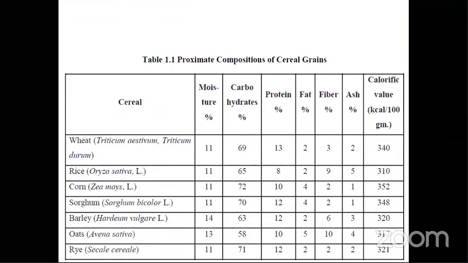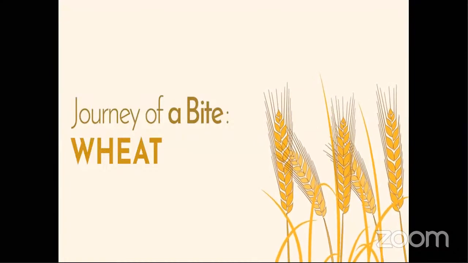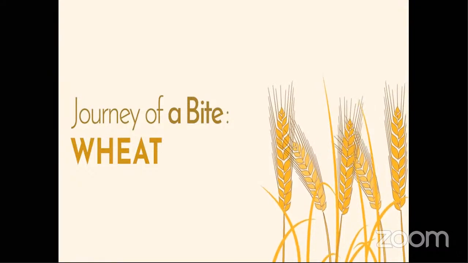So this is a table which depicts the approximate composition of various cereal grains. And here you can see most of the cereal grains provide energy, or their calorific value is usually higher than 310, and it ranges up to 360. Like in case of corn, it provides 352 calories, and the lowest ones are oats and rice, which provide 310 kilocalories per 100 gram of the grain. So this is the approximate composition. And now one by one, we will discuss the composition as well as the structure of the various grains.